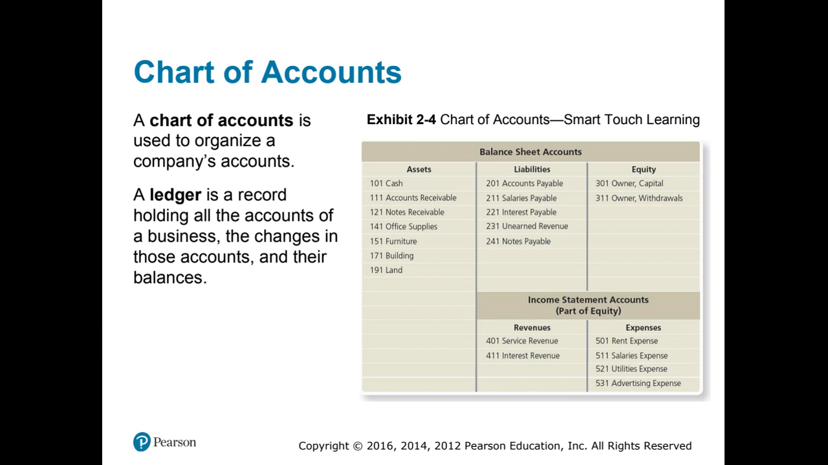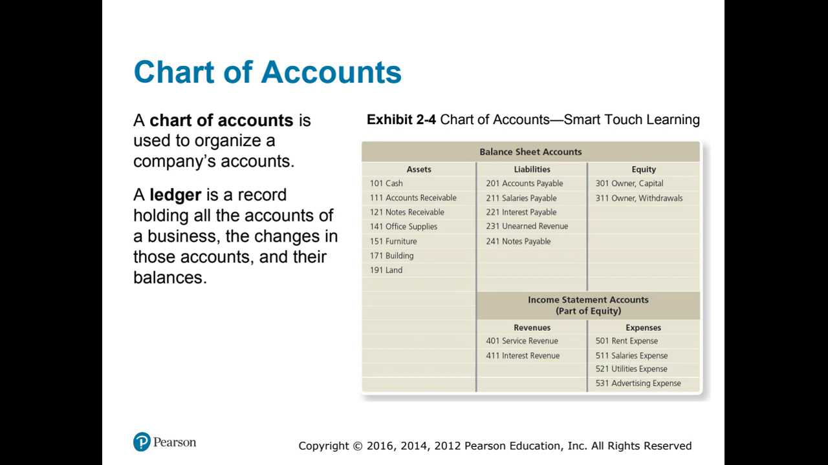The chart of accounts. Chart of accounts is used to organize a company's accounts. A ledger is a record holding all the accounts of a business, changes in those accounts, and their balances. So here we're looking at the chart of accounts for Smart Touch Learning, and we see here we've got assets, liabilities, equity, revenues, and expenses. So just note, we've got our balance sheet accounts listed on the top and our income statement accounts listed on the bottom.